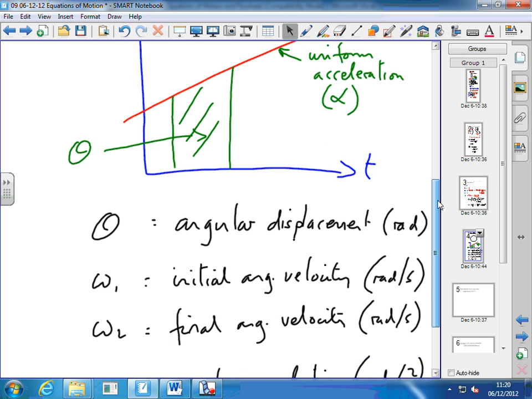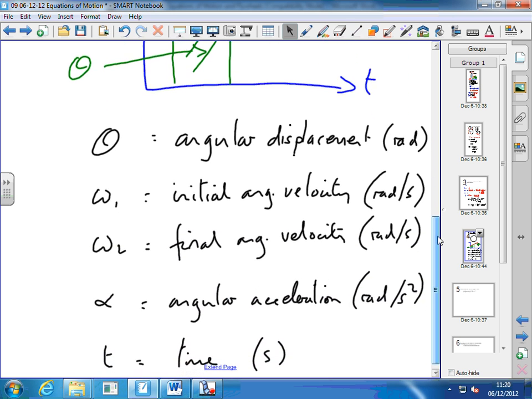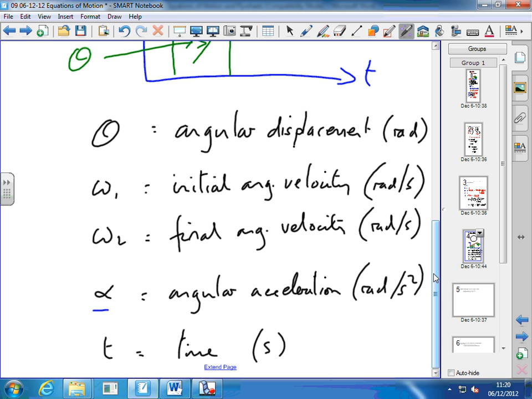We define these terms as we did for linear. Theta, angular displacement, measured in radians, not degrees. Radians because the radian is part of a turn, as opposed to a degree, which is an arbitrary unit. Omega 1 represents the initial angular velocity. Omega 2 represents the final angular velocity. So omega 1 and omega 2 are the symbols we use for that. Alpha, angular acceleration, as we've mentioned, and t, time.